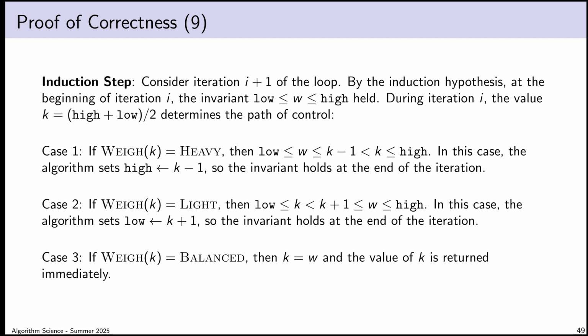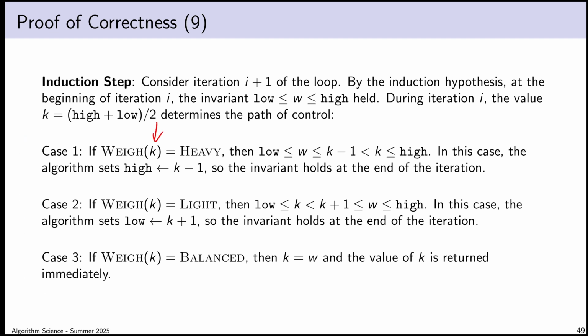So during iteration I, the value of k determines the path of control. Now, I guess I omitted the floor function there. That's not going to be too big of a deal, but we're going to see the floor function causes us some grief later. We should appreciate that the effect of the floor function is very minor. The most by which it can modify k is within a radius of about 1. Okay, so I get my value of k, and then three things can happen. These are just the three cases of my if statement.